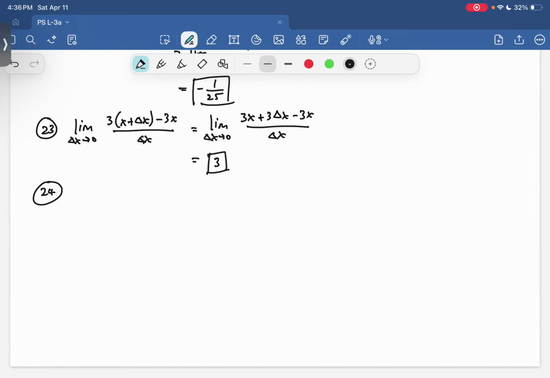Okay, 24 looks a little more challenging, so I'll talk. If you plug in delta x equals 0, you're going to get 0 over 0. And so that means we should simplify. If we expand the numerator, this is what we'll get. X squared plus 2x delta x plus delta x squared. That's the expansion of the first square. Then x plus delta x. Then let's distribute the negative sign over the next term. That'll give us negative x squared minus x. This is all over delta x.